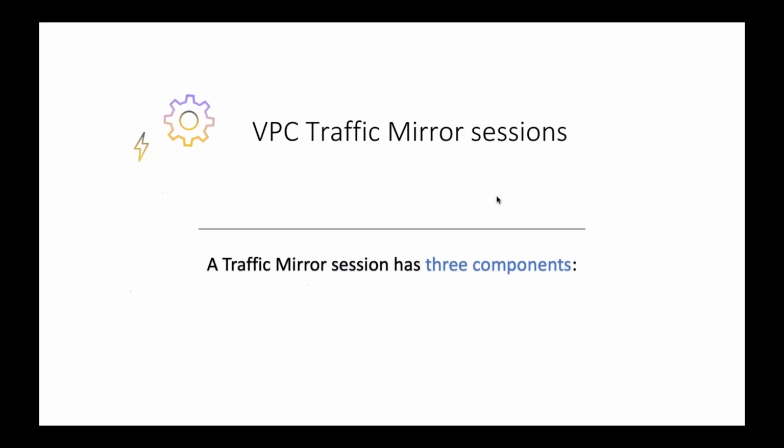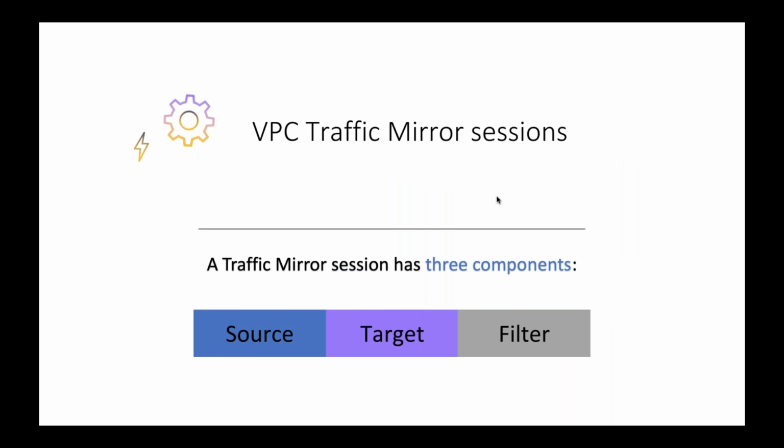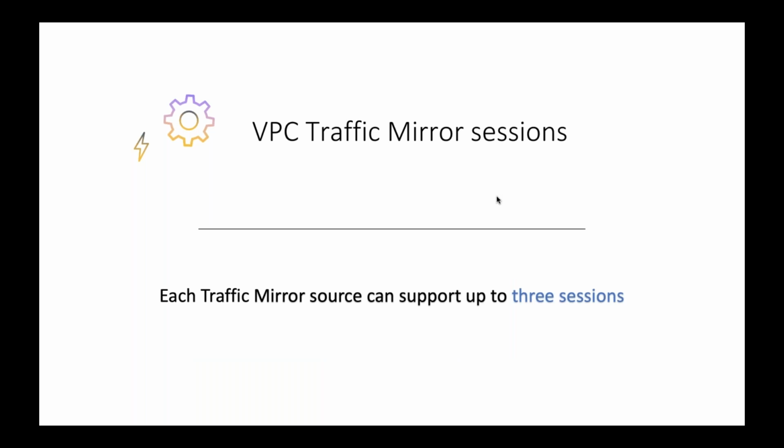Finally, sessions. A session is an entity that binds your source with target and the filter. So it has three components: source, target, and filter. And this creates a relationship between source and target, and you mirror only traffic that is matched in the filter that you have created. You can have multiple sessions per source. This is where, if you want to mirror a subset of traffic and send it to a particular tool, and the other type of traffic you want to send to another tool, you can create sessions and the session IDs.